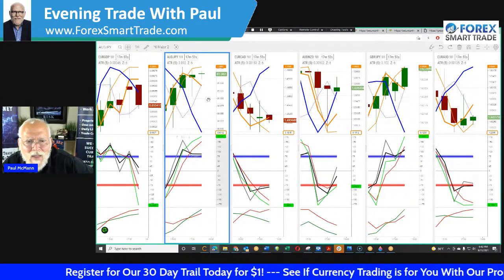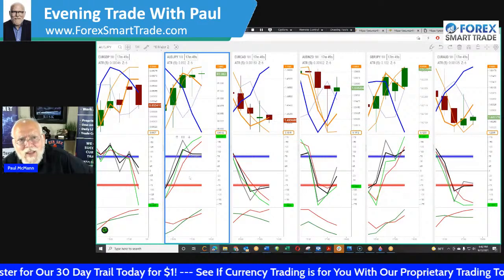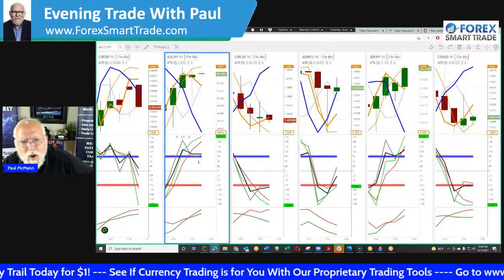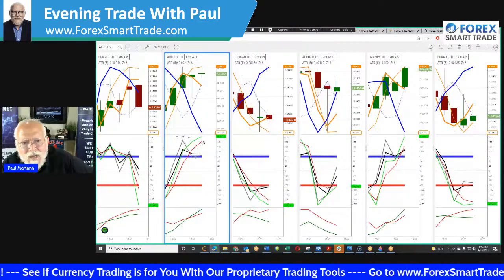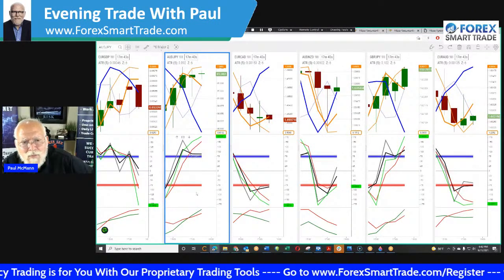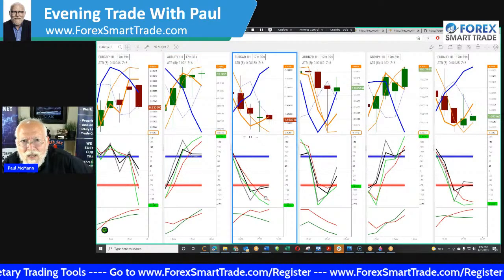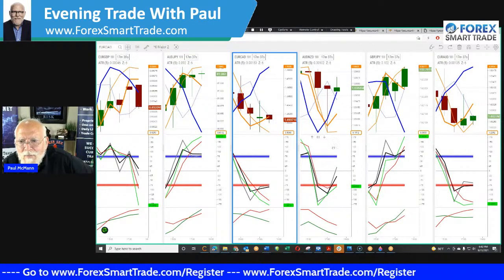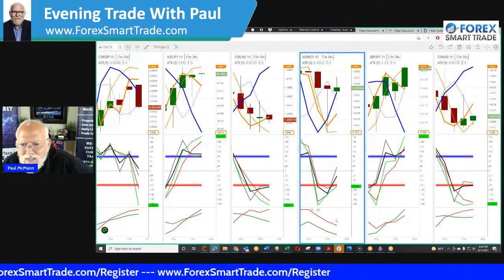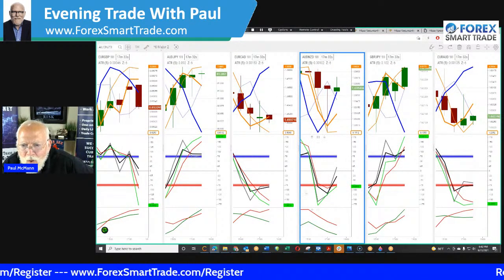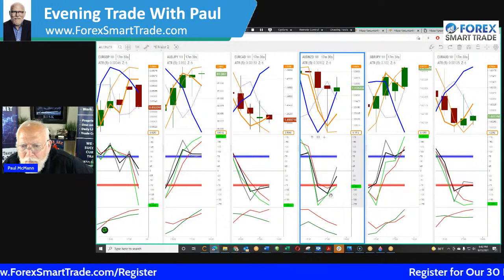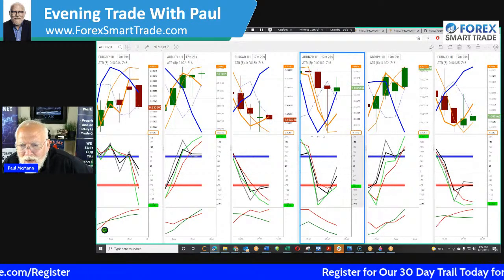Australian dollar yen. This is a good time to take a trade here. Overbought, but the lines are still going up. The majors are going up. Minors are kind of sideways. Euro Canadian, not a good time. Australian New Zealand, oversold. Minors are going up at a pretty good rate.